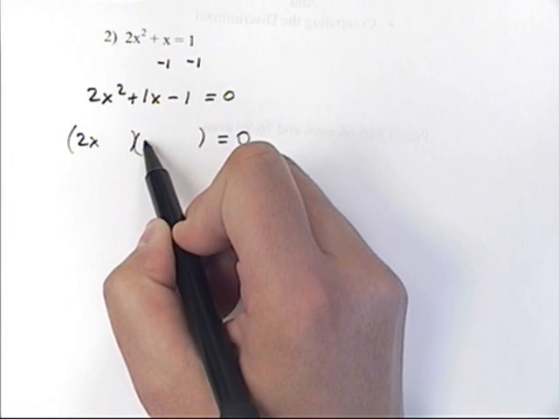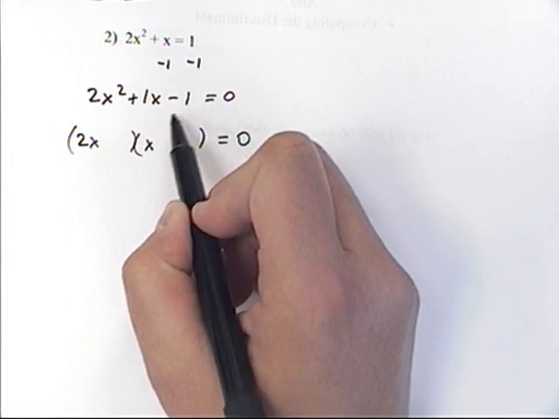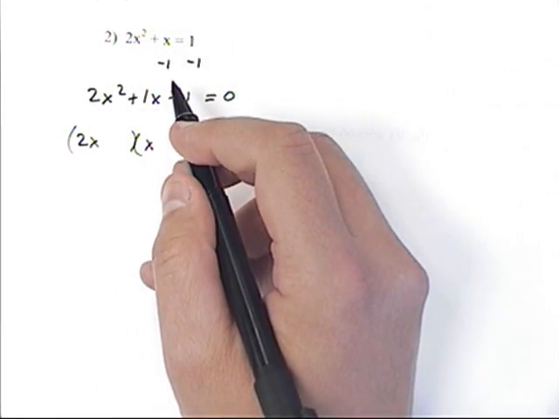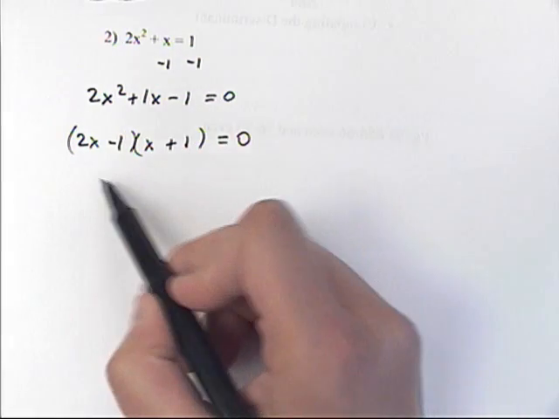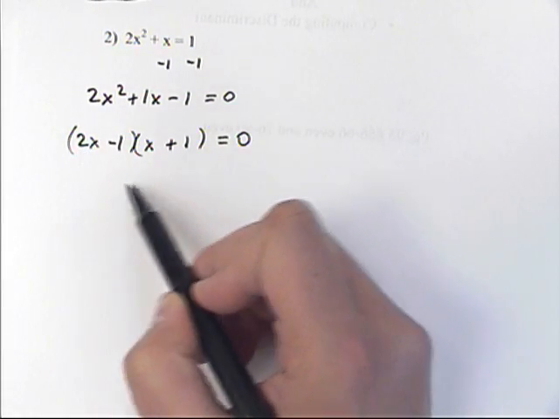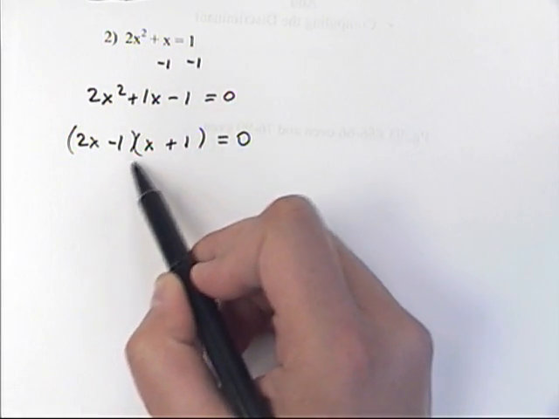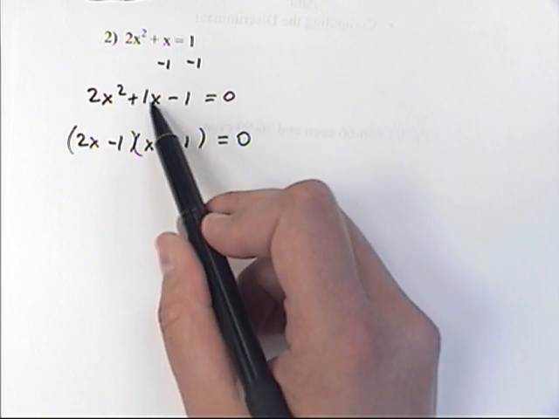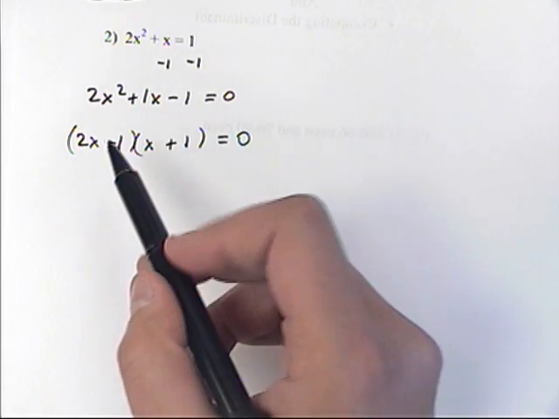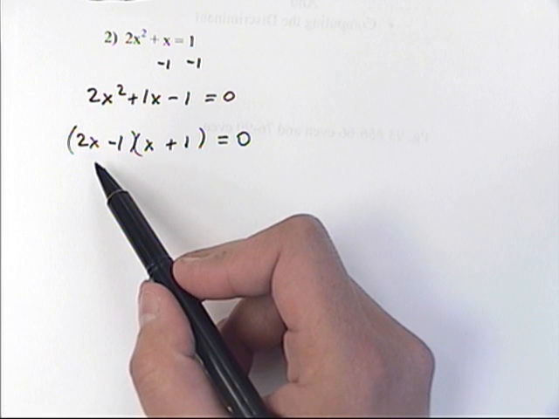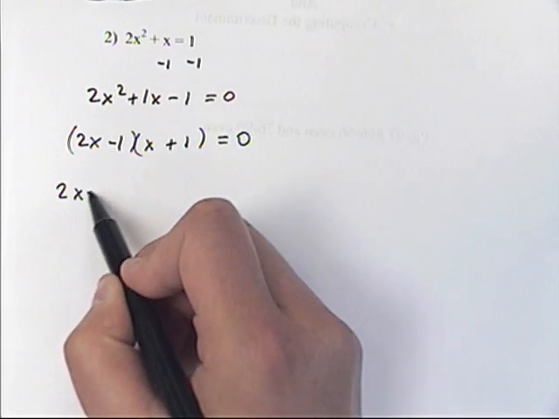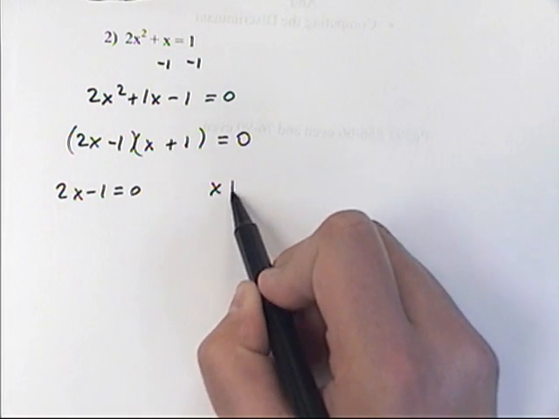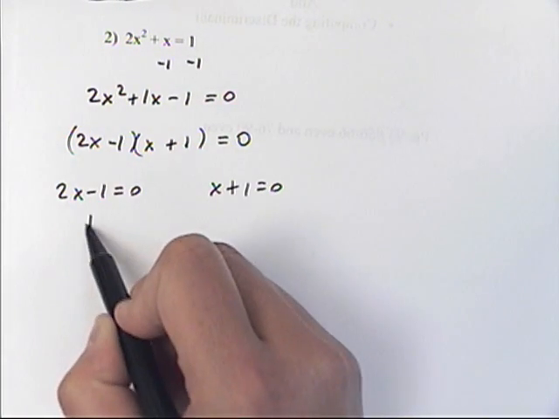Obviously 2x squared comes from 2x times x, and negative 1 comes from negative 1 times positive 1. If I put the negative 1 here and the positive 1 there, it works out, because if I FOIL this together, the outside ones would be positive 2x and the inside would be negative 1x, and when I add those two together I get positive 1. So now again, the zero product rule comes into play. I have something times something equals 0. So I will set each one of those separately equal to 0 and solve.